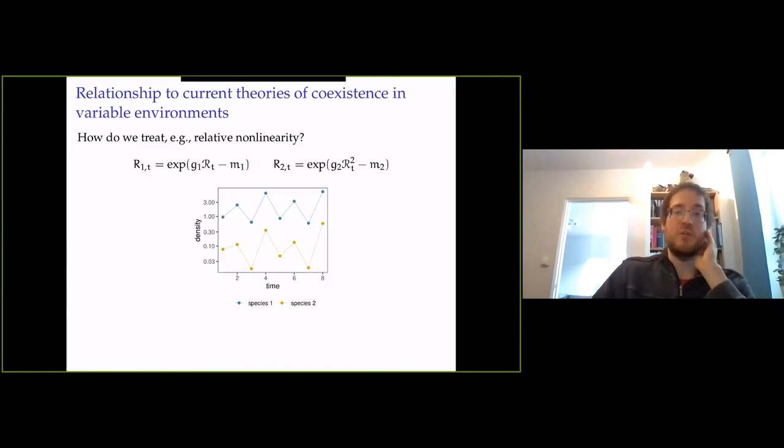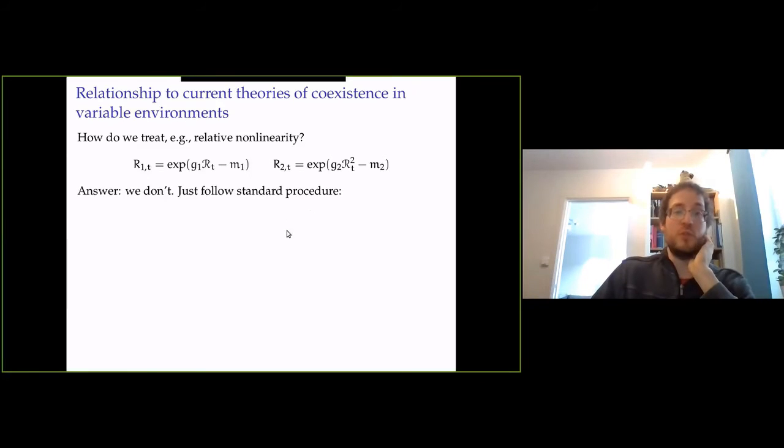These dynamics generate a stable H cycle, indigenously generated by the dynamics itself, so this is not externally forced, and we end up on this stable H cycle. How do we treat relative nonlinearity in our framework? The simple answer is we don't. We just follow our standard procedure.